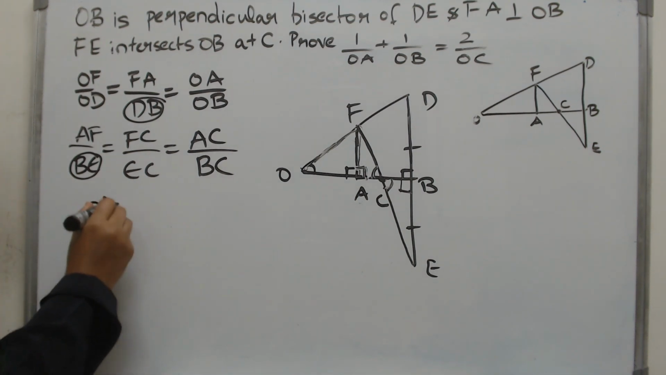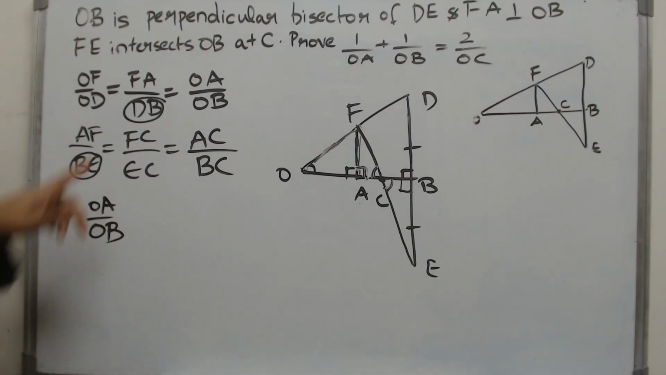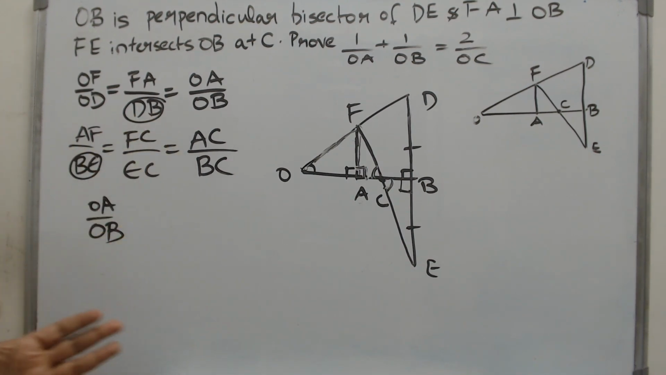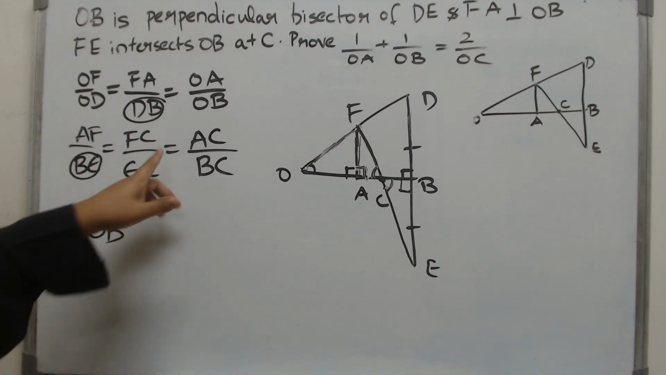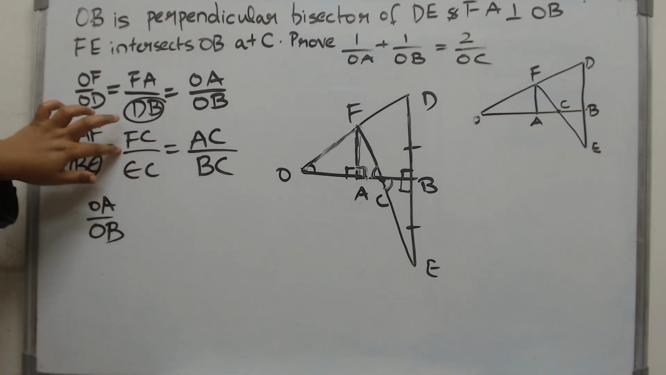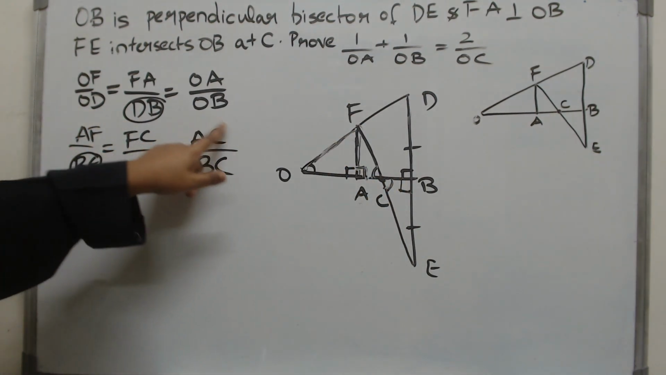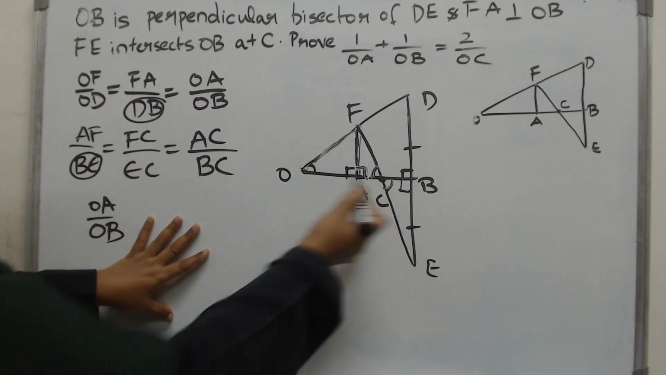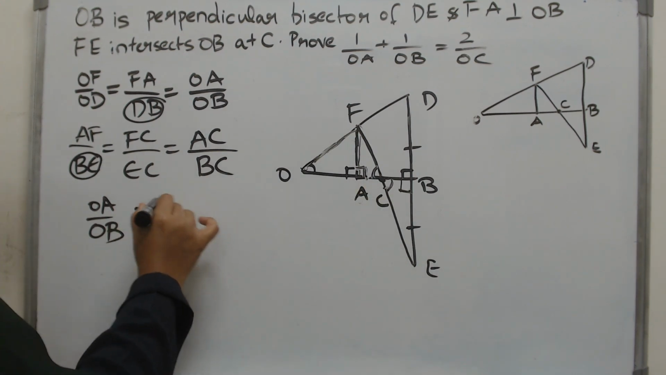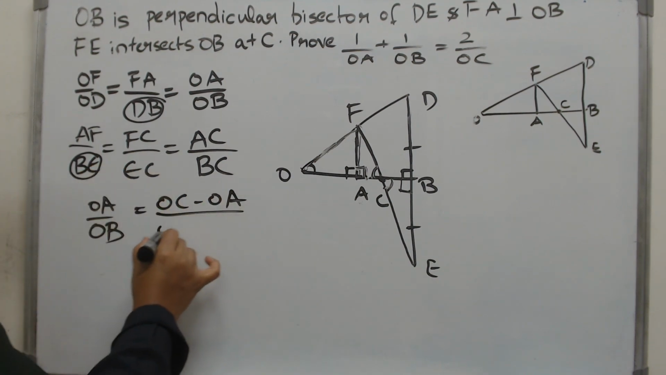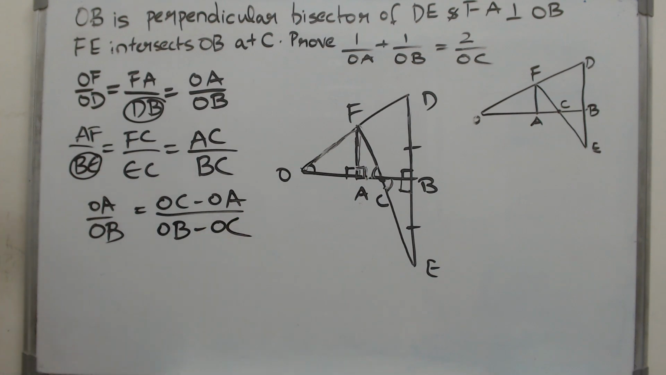What are the ones we need? We need OA, we need OB, and then from here, how can you get OC? Which ratio will you take so that it includes OC? What about FC? Do you think FC will include OC? No. Then which one will you take? AC. What is AC? It is OC minus OA. And what about BC? It is OB minus OC. There. This is the relation that we are looking for. Let us cross multiply, then what will we get?